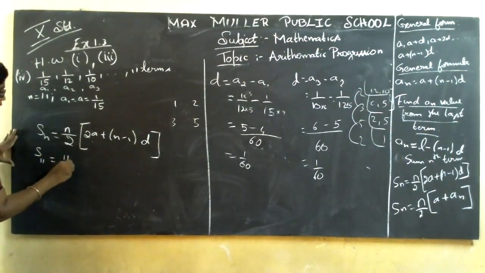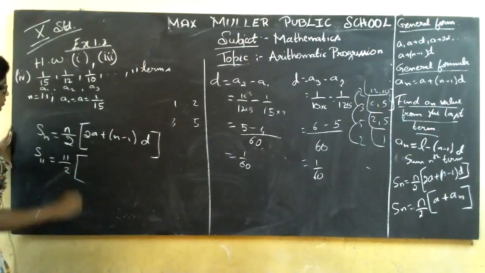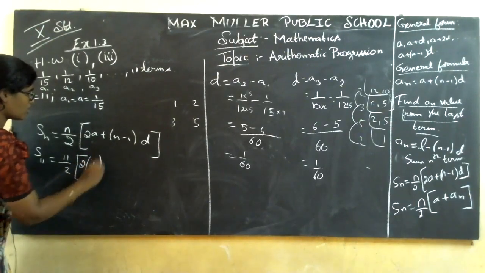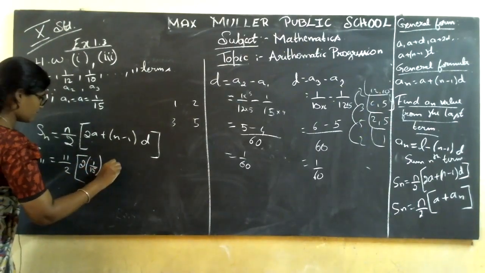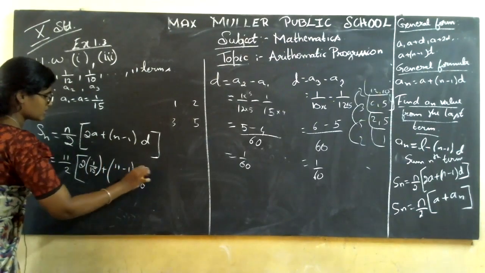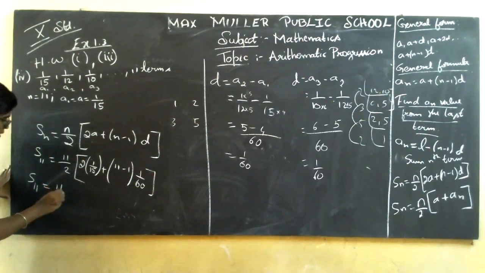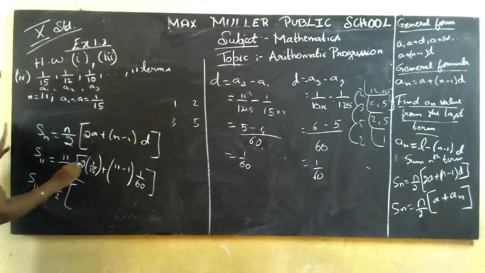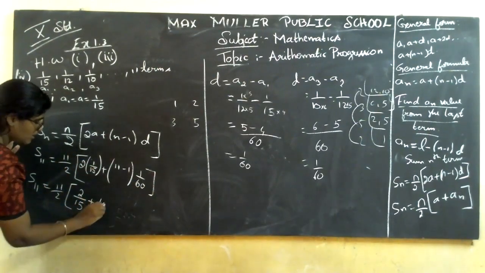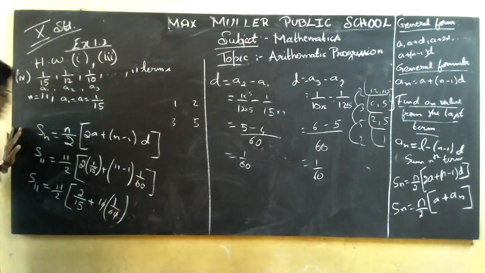S11 is equal to 11 divided by 2 into 2 times what is A value? 1 by 15 plus 11 minus 1, and D value is 1 by 60. Correct? So is equal to 11 by 2, 2 by 15 plus 10 into 1 by 60. So the zeros get cancelled.